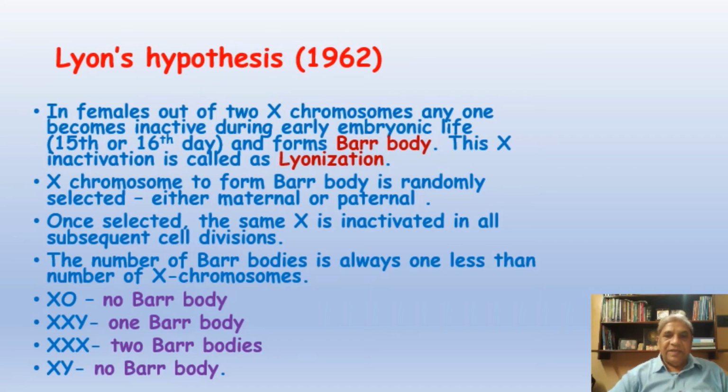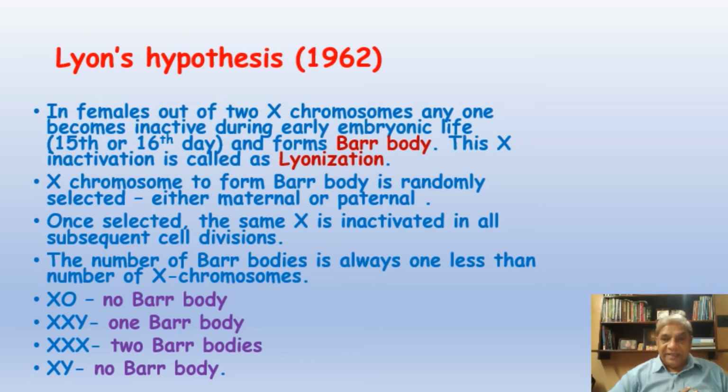Now if a female is having 3X chromosomes instead of the normal 2X, these females are sometimes called super females, which are having one extra X chromosome. Here two bar bodies will be seen, and only one X chromosome will remain active. So two bar bodies will be seen, right? Two X chromosomes will become inactive.